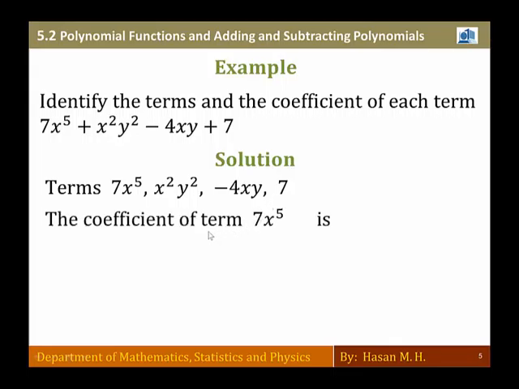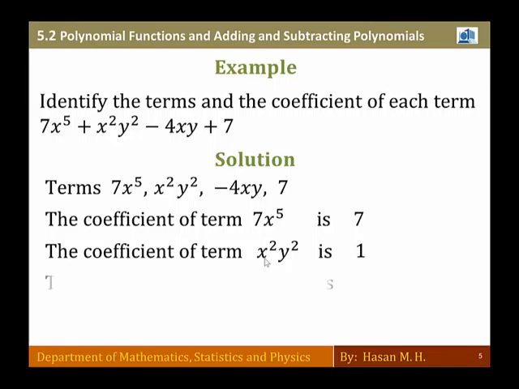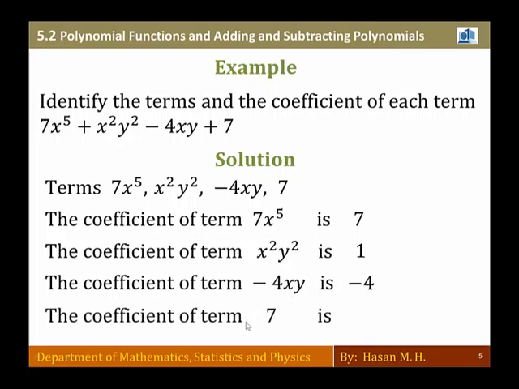The coefficient of the term 7x to the power 5 is 7. The coefficient of the term x squared y squared is 1. The coefficient of the term negative 4xy is negative 4. The coefficient of the term 7 is 7.